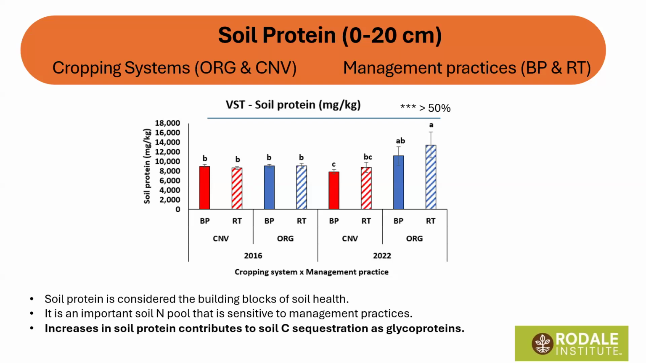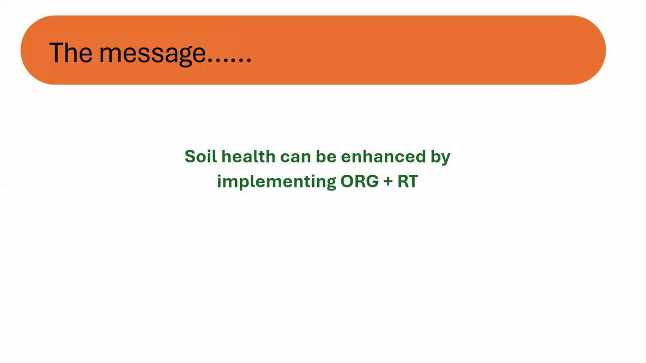This helps the protein to sequester carbon as glycoproteins, which take a lot more time to degrade rather than quickly going away. So the message that I leave with you in this section is that yes, we can build soil and build health, and remember the word building. It's not just putting something in and taking it out at the end of the season. Here we are building, meaning every year we are adding and keeping that quality of soil improving. So we can enhance it by implementing organic systems and reduced tillage.